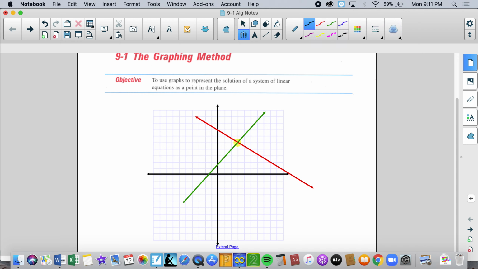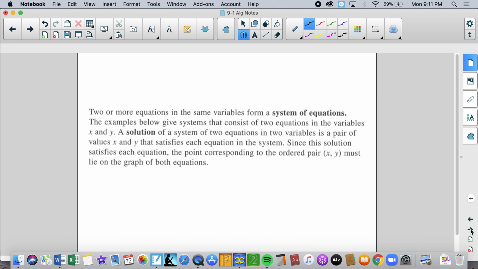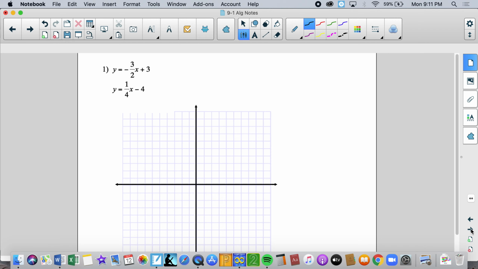So the solution to this would be this point of intersection, and that would be 1, 2, 3 over, 1, 2, 3, 4, 5 up. So that point of intersection would be (3, 5). That would be the solution. Typically, however, in this example, we will be given two equations.